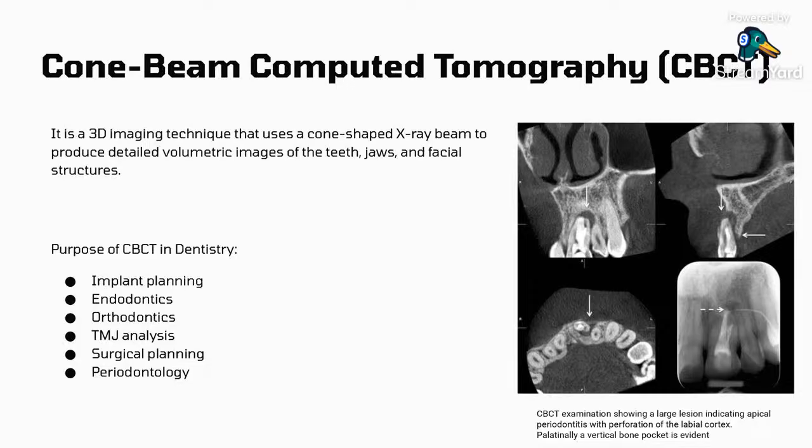in implant planning. In endodontics, it could help us detect periapical lesions, root fractures, the canal morphologies, the most critical one when it comes to endodontics. And then in orthodontics to assess the airway space, skeletal symmetries, and eruption pathway. And in TMJ analysis to visualize the joint anatomy and pathologies, surgical planning for the impacted teeth, cysts, tumors, sinus lift, and in periodontology, the measurement of bone levels and detect defects.